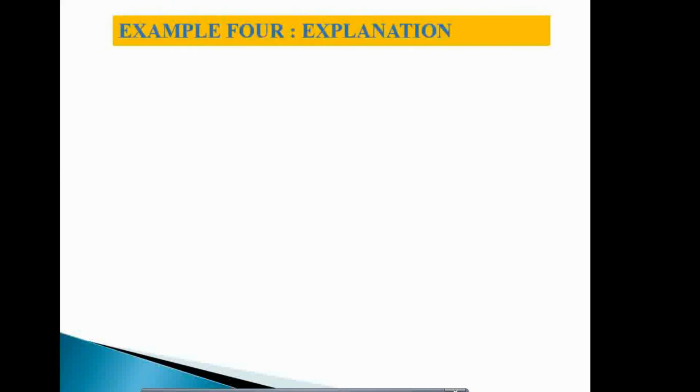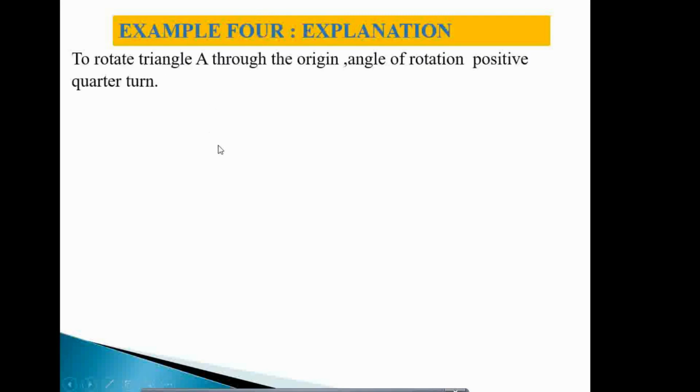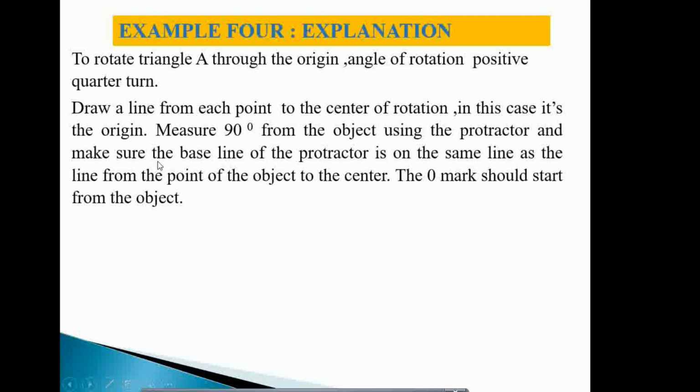So let's look at example 4. In our example 4, we are going to say something about rotation. To rotate a triangle A through the origin, angle of rotation positive quarter turn, for you to rotate that, you first of all draw a line from each point to the center of rotation. In each case, it's the origin.